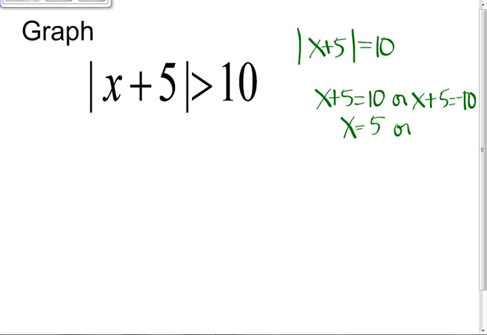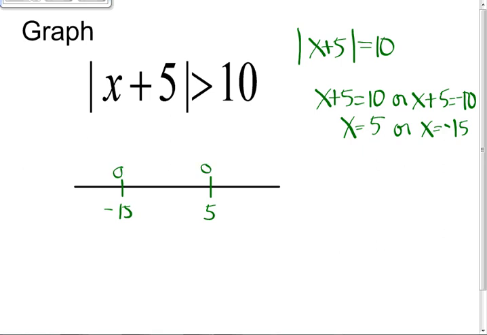What's this one? Not negative 5. Negative 15. Okay, let's put the boundaries in here. Negative 15, 5. Do I get to include them? No.